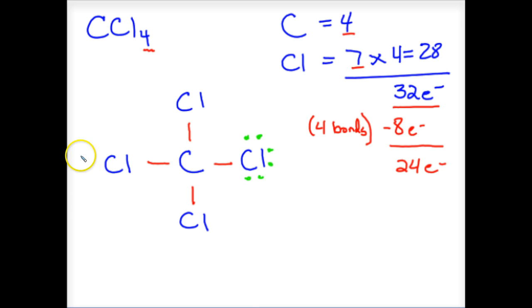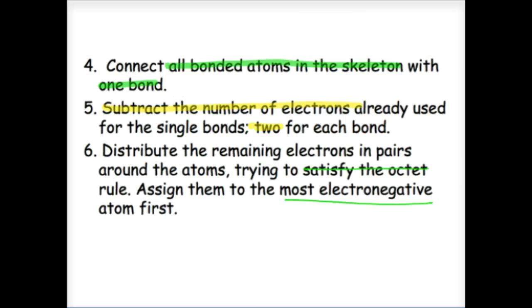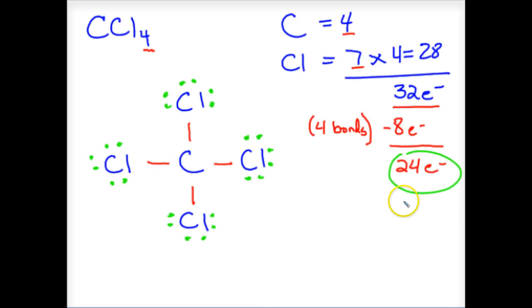Well, the nice thing is I have 4 atoms. They need 6 each. That's going to account for all 24 electrons. So there's 6, 7, 8, 9, 10, 11, 12, 13, 14, 15, 16, 17, 18, 19, 20, 21, 22, 23, 24, and everything has an octet, and I've used up all of my electrons, and I'm good. So the question arises though, what happens when I don't?